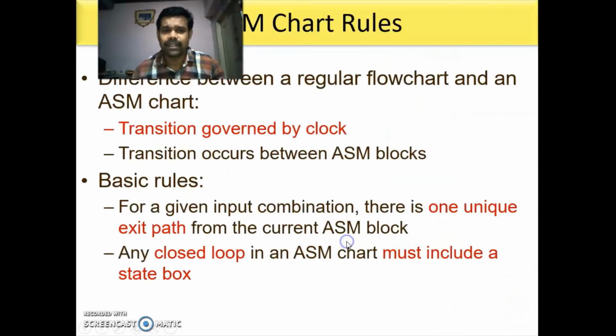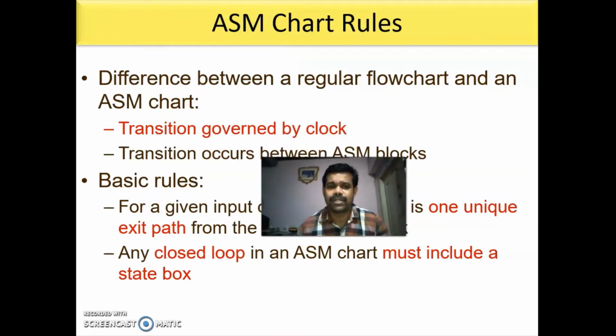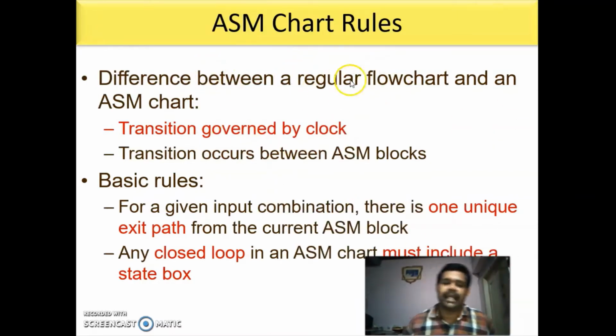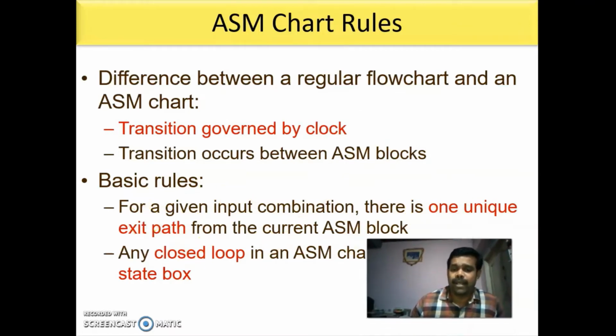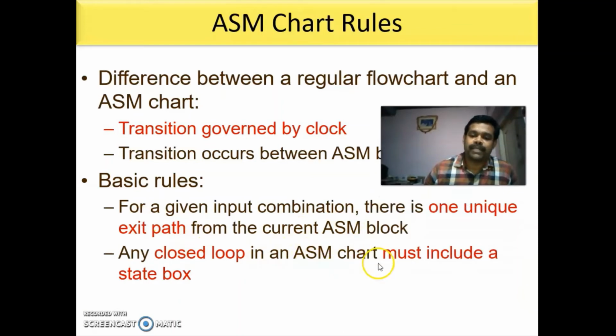Then ASM chart rules. The difference between a regular flowchart and ASM chart is that in ASM chart transition is governed by clock. Transition occurs between ASM blocks in ASM chart. Basic rules: for a given input combination, there is one unique exit path from the current ASM block. A closed loop in an ASM chart must include a state box. So, a closed loop must include a state box.